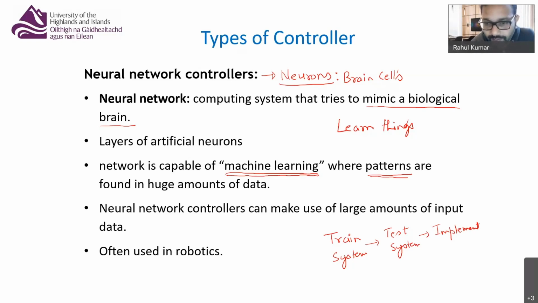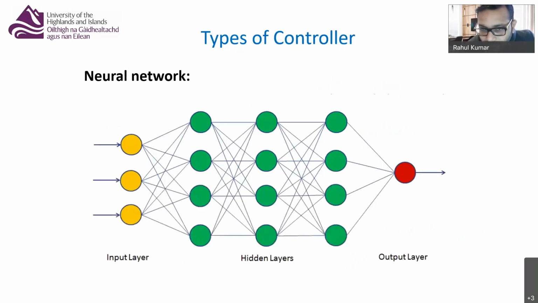And it is quite often used in robotics. Nowadays machine learning and all this artificial intelligence, AI, are quite popular. Yeah. So let's take an example over here. This is a very basic block diagram of your neural network. The first step of designing a neural network is to train your system.